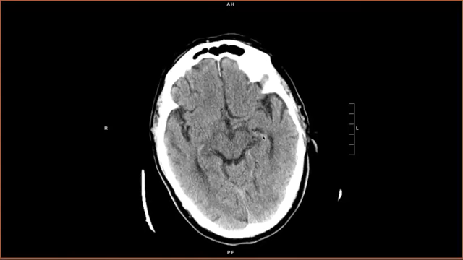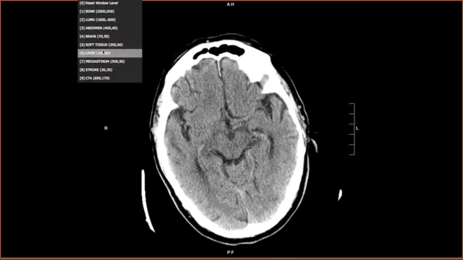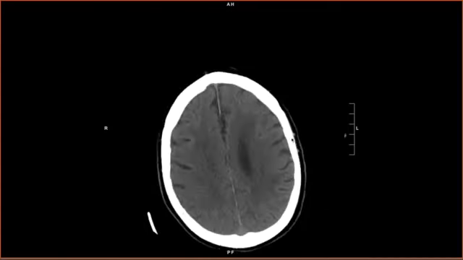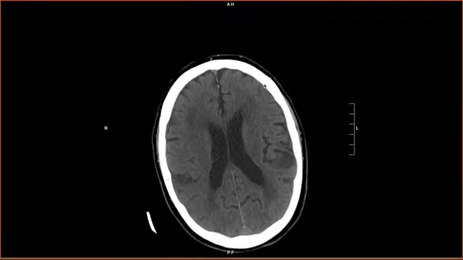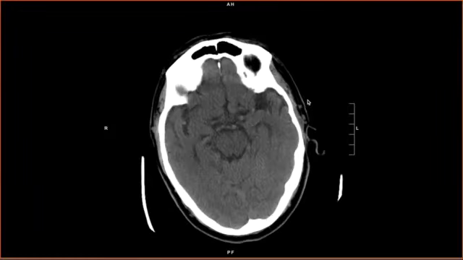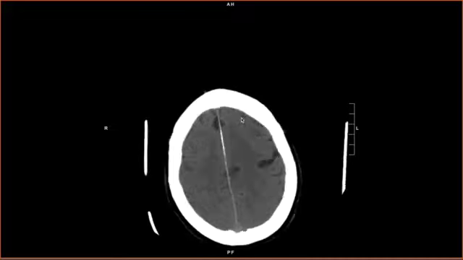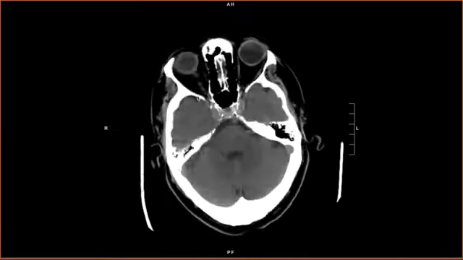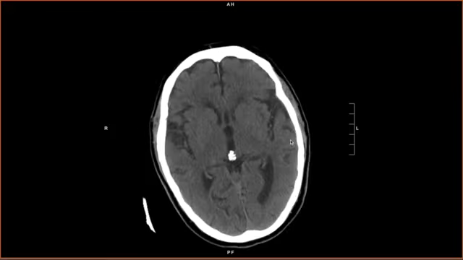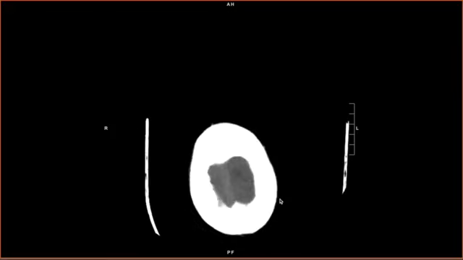Okay, let's make sure that I remember to put it on blood window. Put on blood window here. Okay, looking for any extra-axial hemorrhage along the right side here. I don't see anything. Anteriorly over here, I don't see anything. Laterally here, I don't see anything. Posteriorly here, I don't see anything. So there's no big bleed at least.